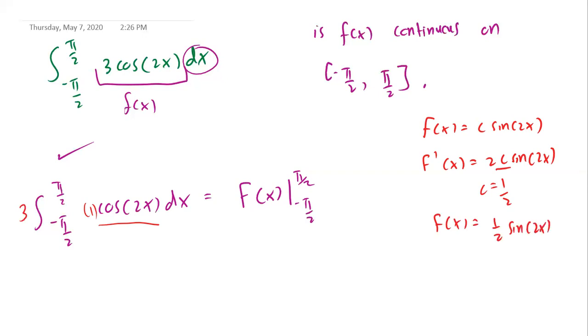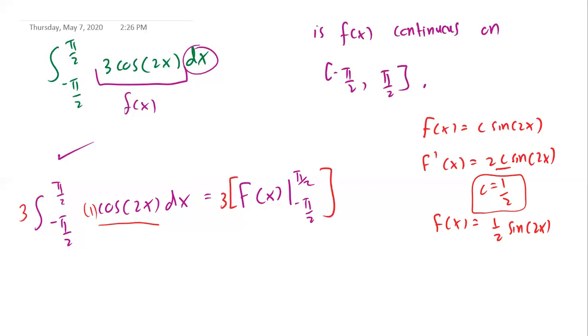The other way to think of this is, I know that when I take the derivative of sine 2x, I'm going to get a 2 outside. I want to get rid of that 2, so I have to multiply by 1/2. But anyways, so here there's going to be a 3 multiplying, because I moved the constant out.